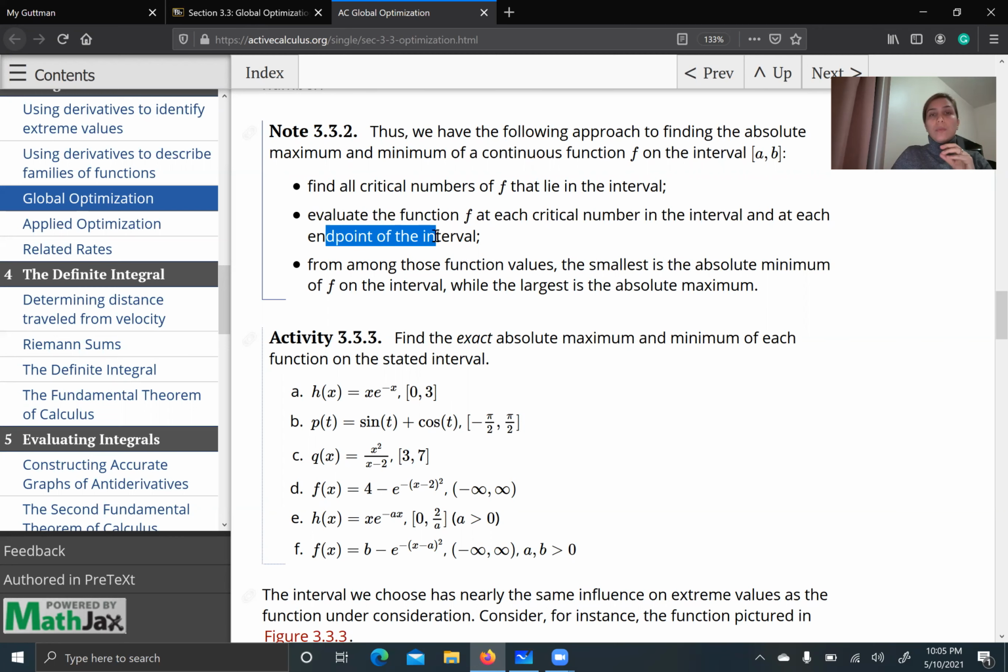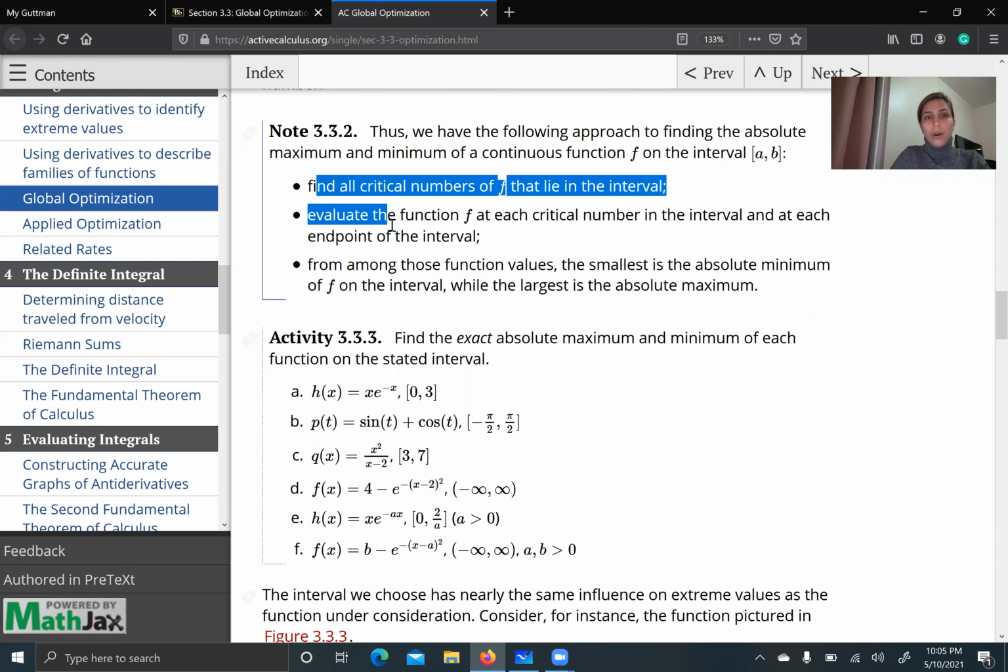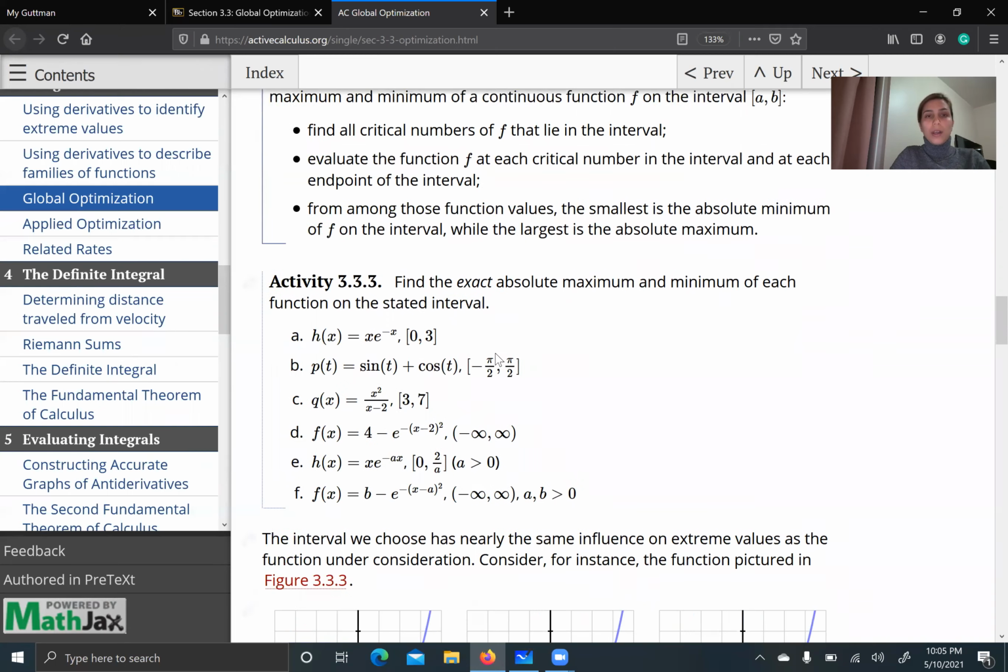The second step is, what is the output value? What is the value of the function at those critical values, and also at the endpoints. And lastly, among those function values, among those output values, pick the smallest. The smallest is going to be the absolute minimum, and pick the largest. That's going to be the absolute maximum. Okay, so that's the strategy whenever you want to find the absolute max and absolute min of a function. And I'm going to go over all of these steps by a couple of examples.